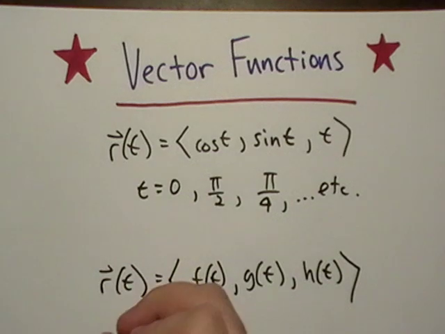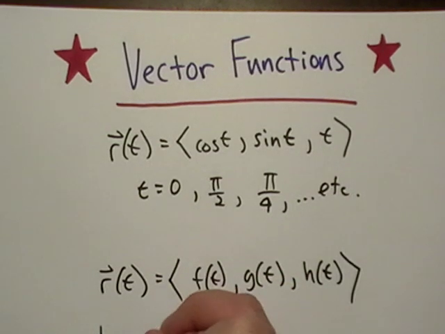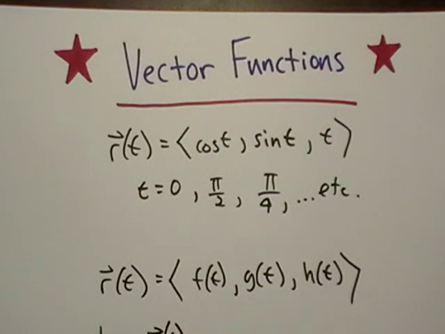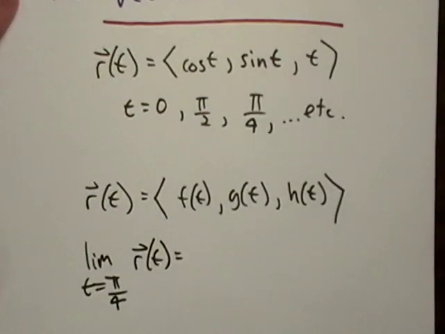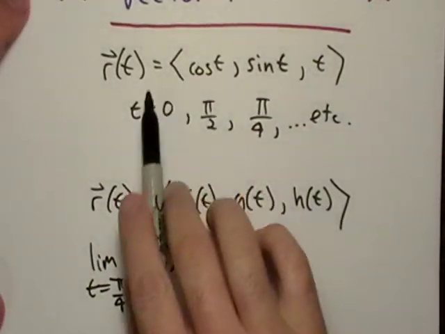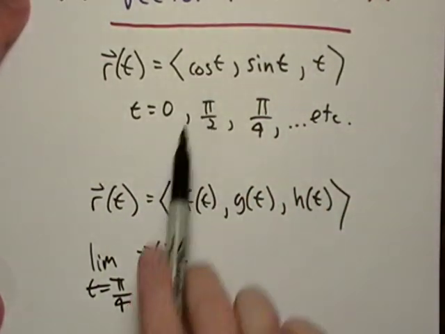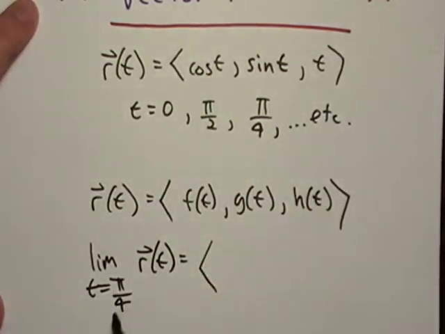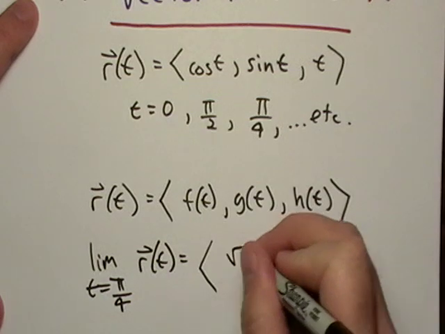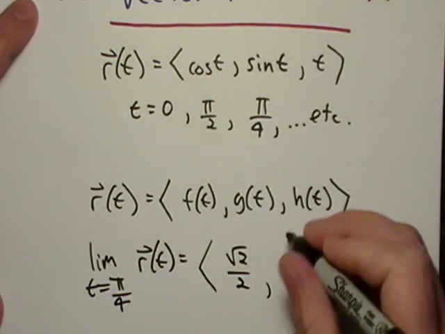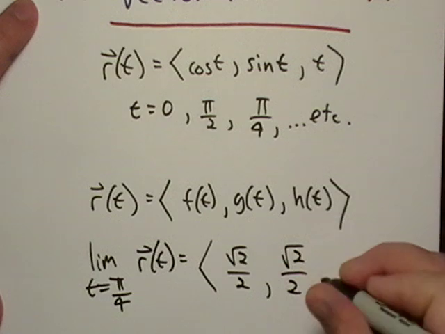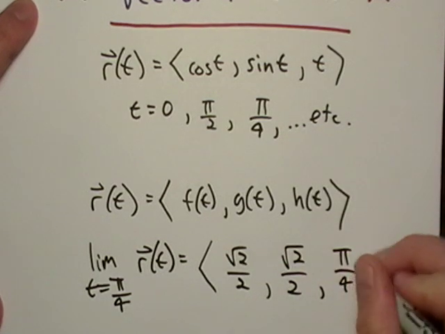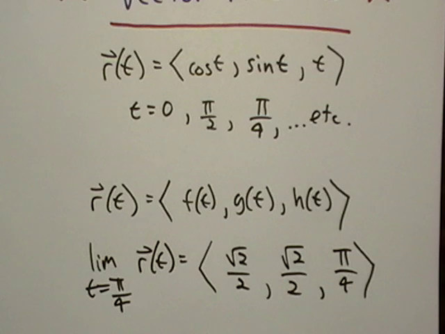Okay, so let's take the limit of r of t as t goes to pi over 4. Why not? Well, if we do that, we just take the limit of each part. So cosine, that's just square root of 2 over 2, square root of 2 over 2, and then t, that'll just be pi over 4 again. All right, just like that.